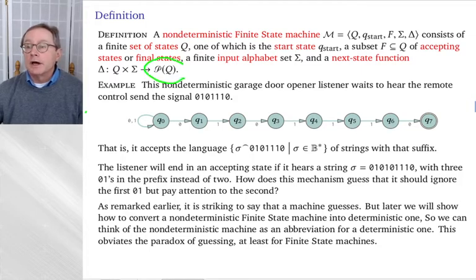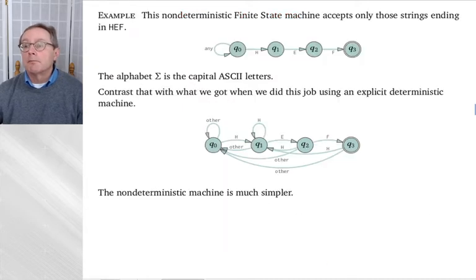With a non-deterministic finite state machine, you're looking at the power set. The output is not a single state, but instead is a set of states. It can be the empty set of states, or a set that contains more than one state. You can go to more than one next state, or in fact go to no next state at all. Okay, so time for some examples.